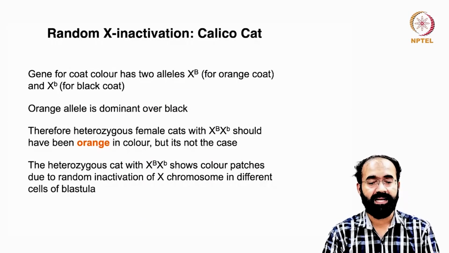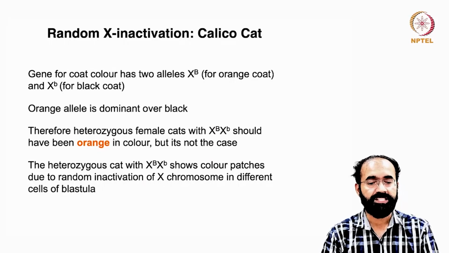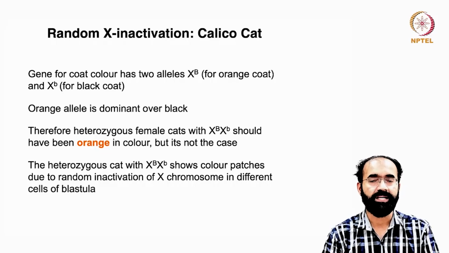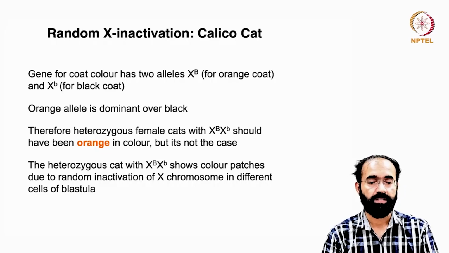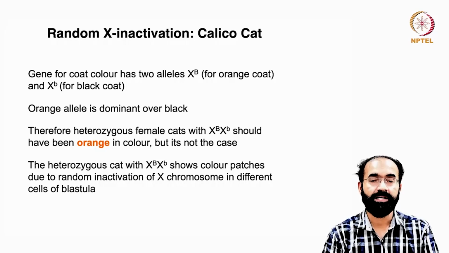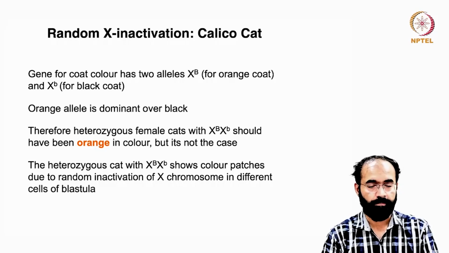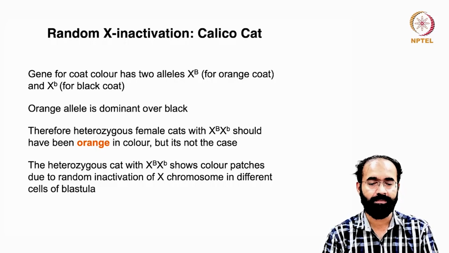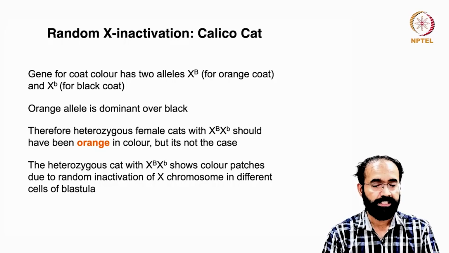So random X inactivation in a calico cat, what happens? The gene for coat color has two alleles. XB, that is X with a capital B, indicates the orange color coat, and X with a small b is meant for the black color coat. The orange allele is dominant over black in any given situation. Therefore, the heterozygous female cats with X capital B, X small b should technically have been orange in color, but that is not the case.